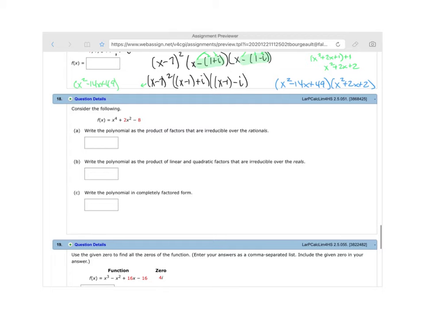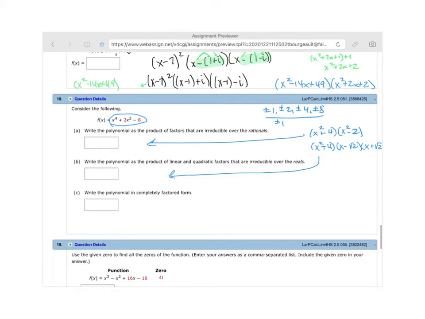But in this situation, I also know that this factors to become x squared minus 4 and x squared plus 4 and x squared minus 2. Sorry, it's early in the morning. So irreducible over the rationals, this would become x squared plus 4 times x minus root 2 times x plus root 2. Product of linear and quadratic factors that are irreducible over the reals, okay, is this answer.